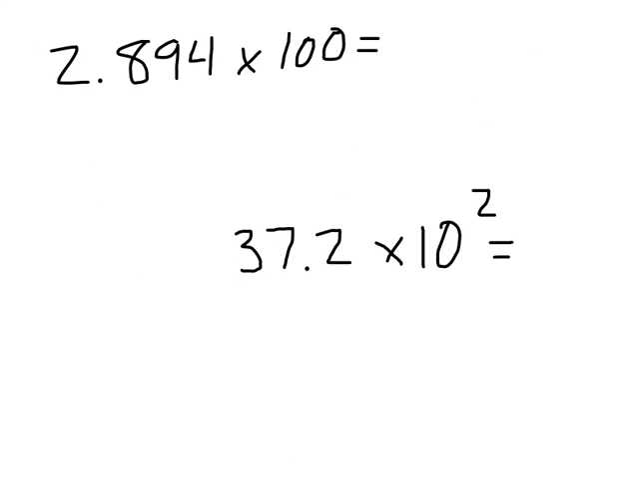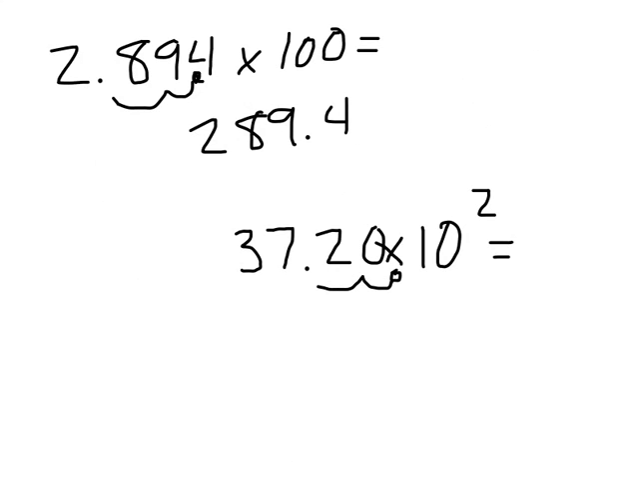Now you try one. What's 2 and 894 thousandths times 100? Well, I would need to move the decimal once, twice to the right, so the answer is 289 and 4 tenths. What's 37 and 2 tenths times 10 to the second power? Well, I would need to move the decimal twice to the right, once, twice, so the answer would be 3,720.